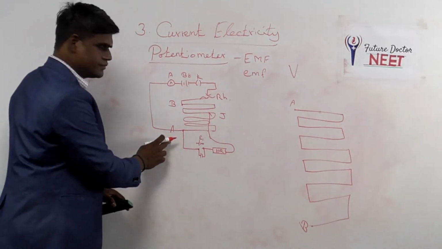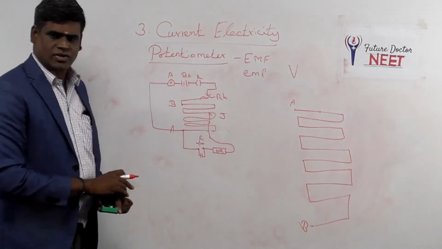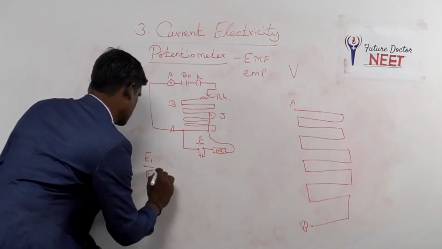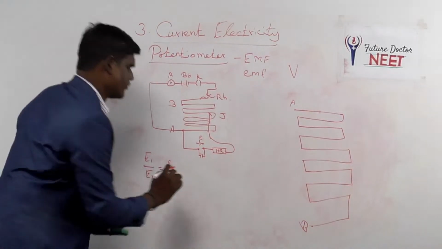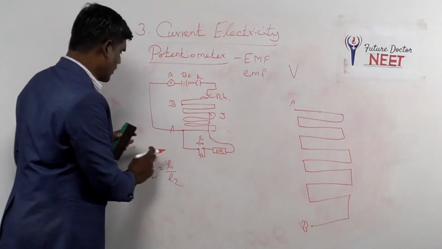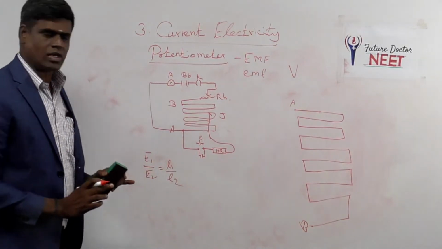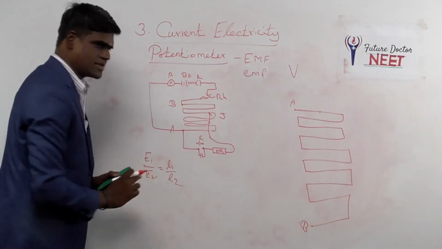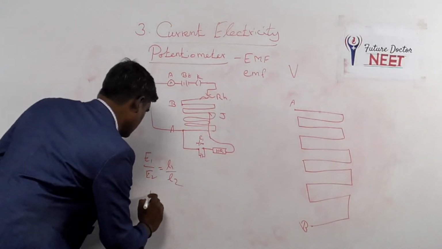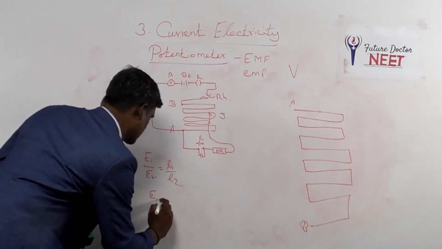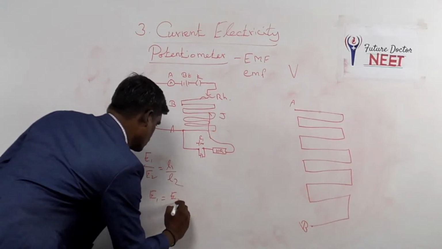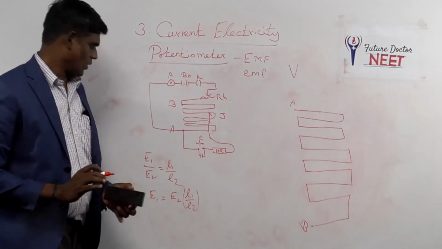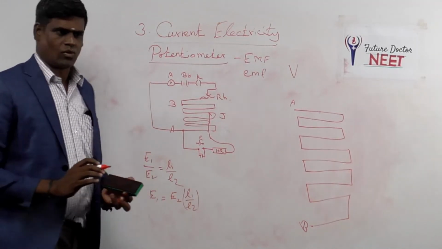Then when the current is switched on, E1 by E2 equals L1 by L2. L1 is the balancing length for E1 and L2 is the balancing length for E2. E1 by E2 equals L1 by L2, or E1 equals E2 into L1 by L2.